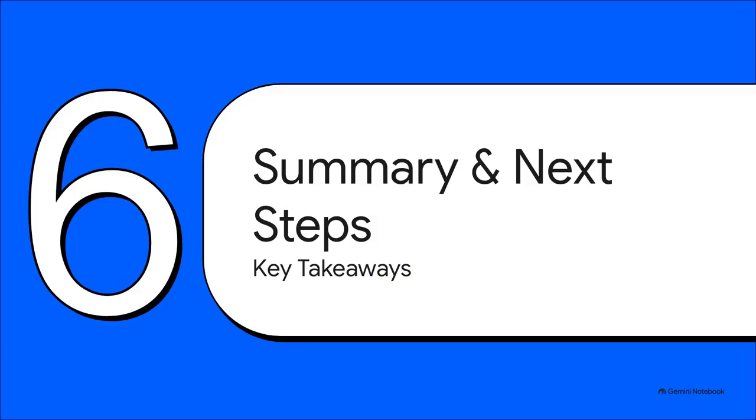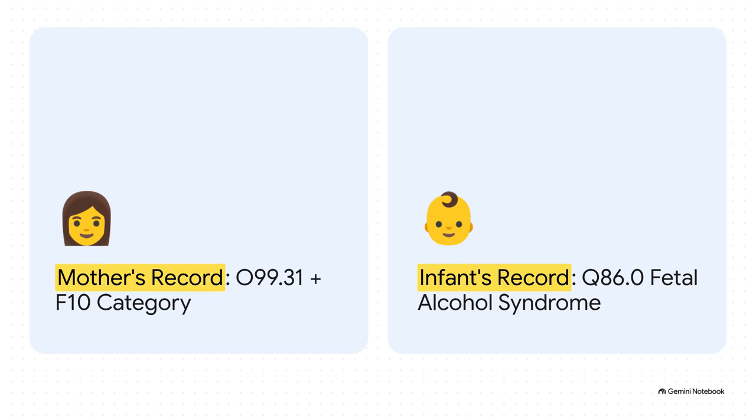Finally, section 6, summary and next steps. Let's wrap up this explainer. By now, those strict boundaries between maternal and fetal records should be crystal clear. Seriously, if you take away only one thing from today, make sure you enforce this hard boundary. Dual O codes and F codes belong strictly on the mother's claim, no exceptions. Conversely, Q codes, specifically Q86.0, are reserved entirely for the infant's diagnosis. Never, ever cross the streams.